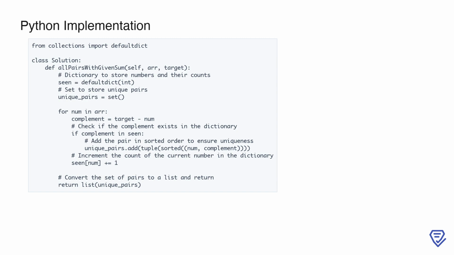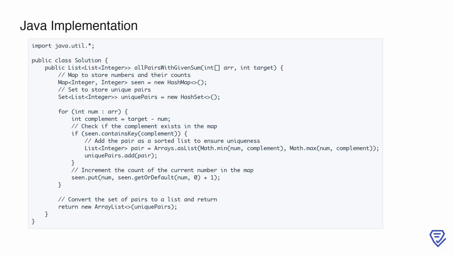This approach ensures that duplicate pairs are avoided due to the use of a set, and the algorithm operates in O(n) time complexity for most cases, where n is the length of the array.